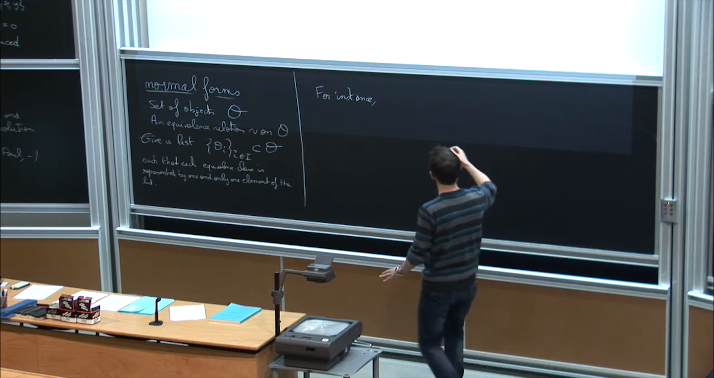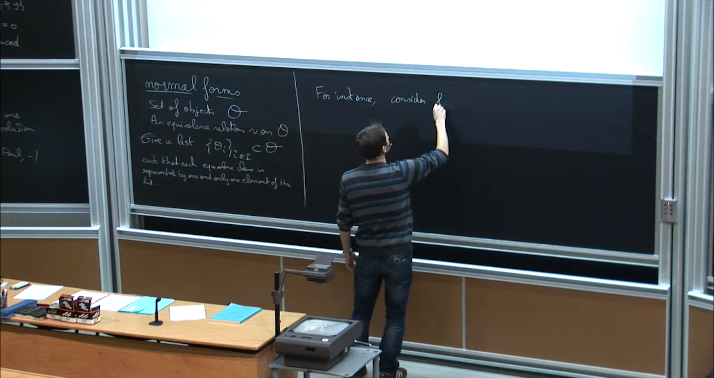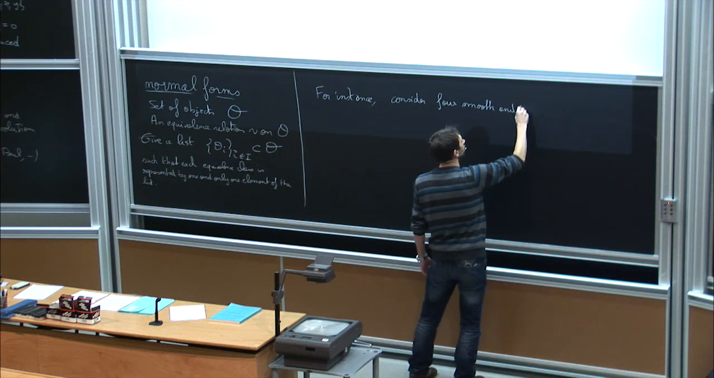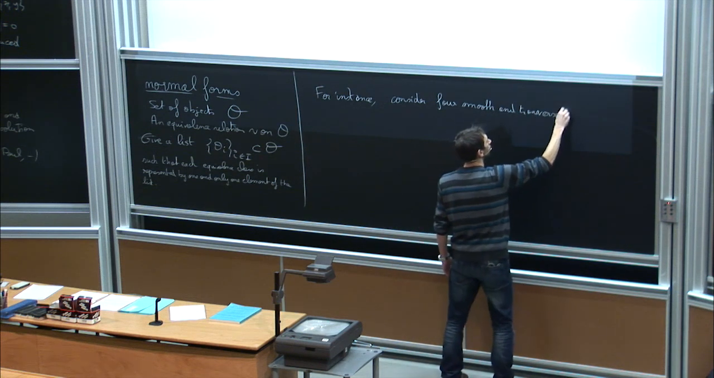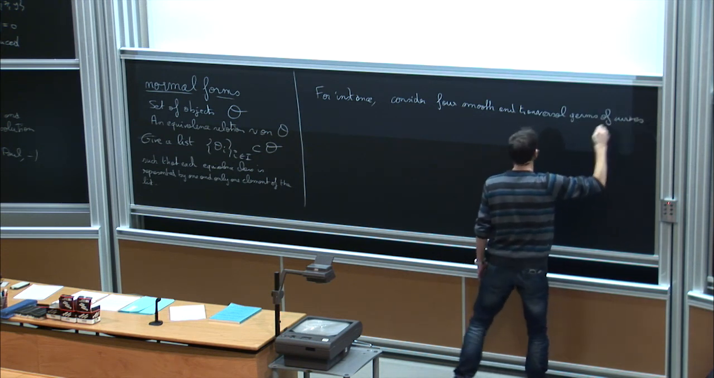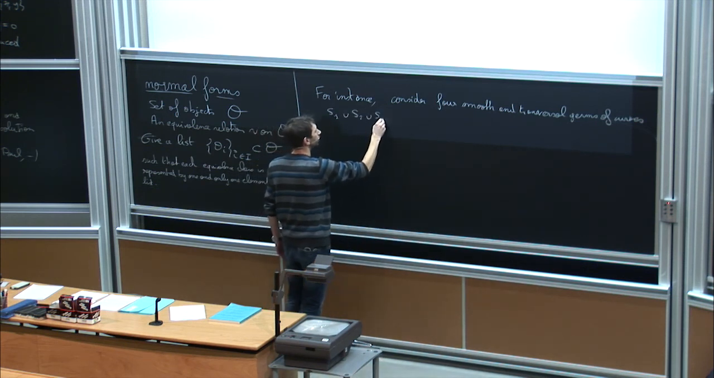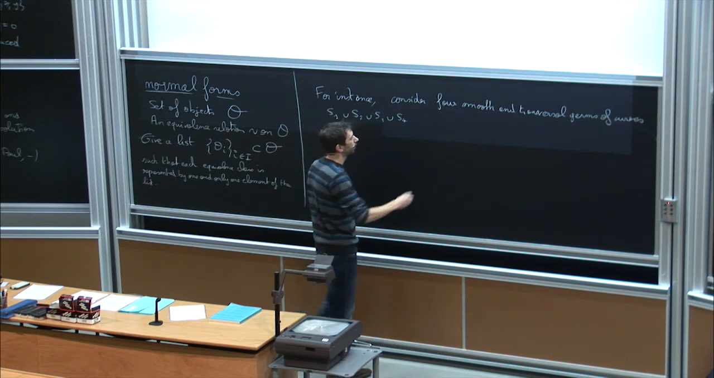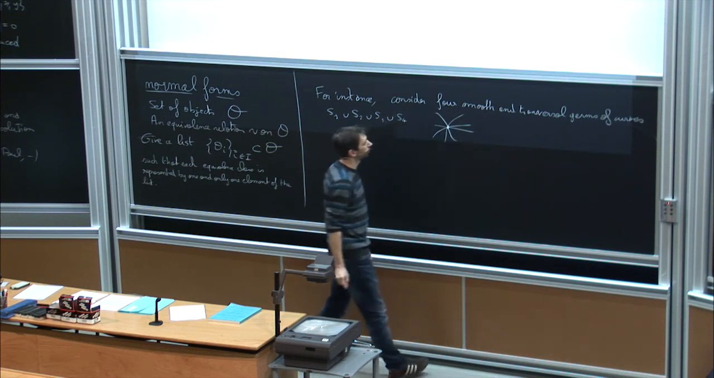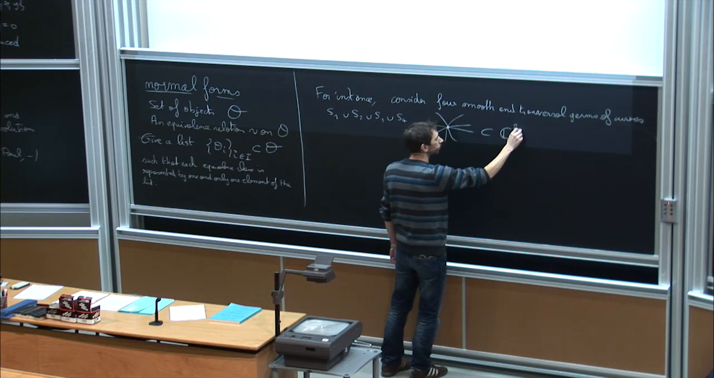So consider four smooth and transversal germs of curves. Let's say S1 union S2 union S3 union S4. So the picture is the following. You have four smooth transversal germs of curve which are in C square.